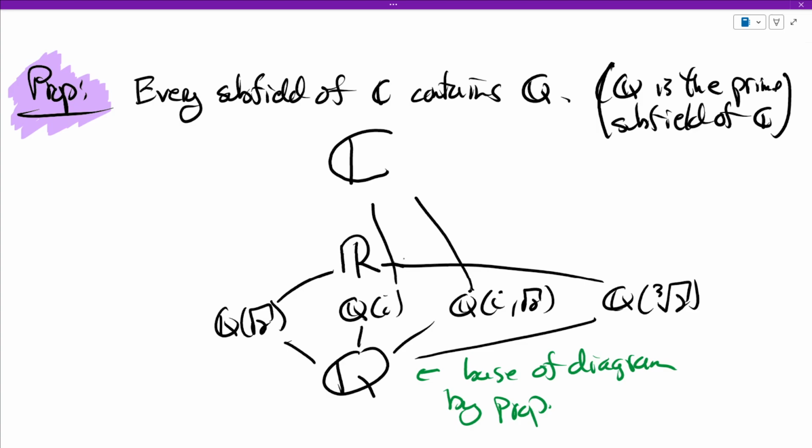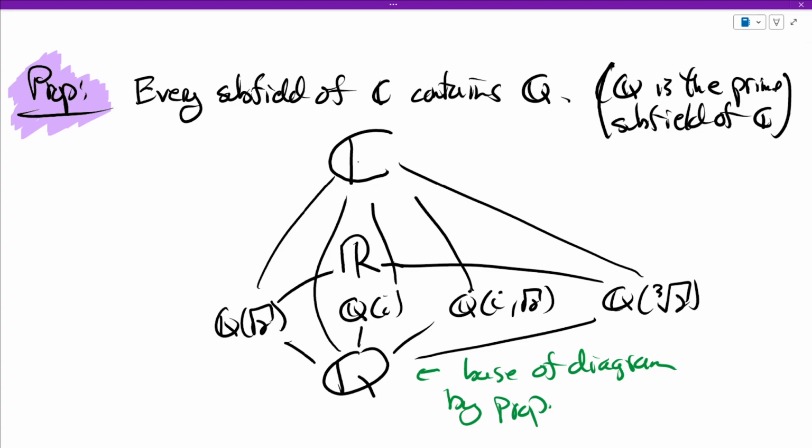And when one's contained in the other, we draw a line between them. So, for example, i is not a real number, so there's no line from Q adjoin i to R. There's only one to C. Q adjoin root 2 is a subset of R, but it's also a subset of C, and so I should have a line from Q to C as well. Q adjoin cube root 2 is contained in R, but it's also contained in C, and so on.